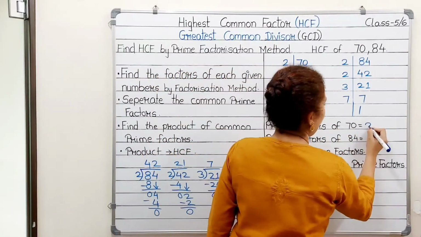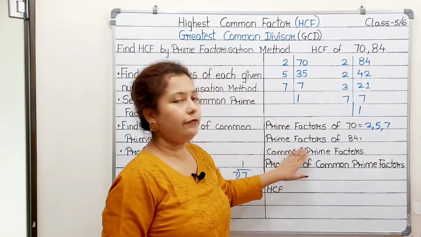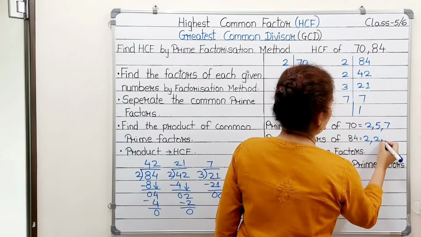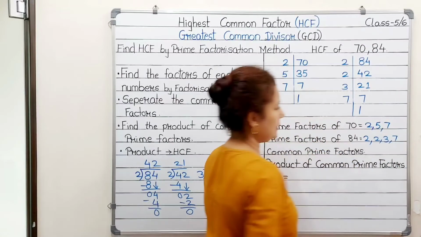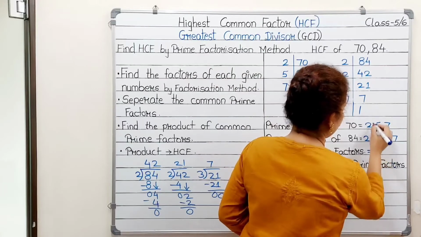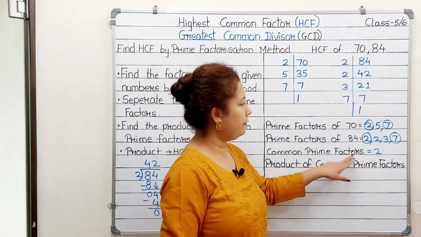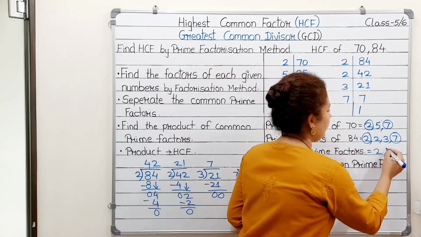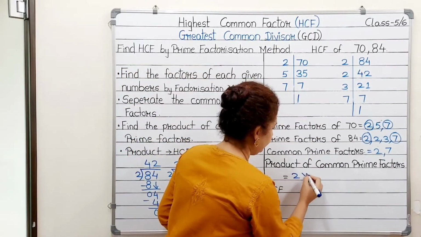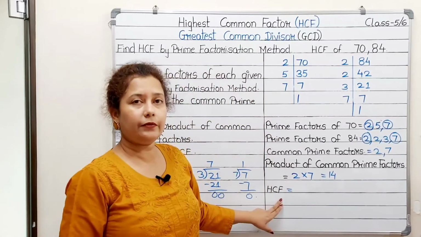Prime factors of 70 are 2, 5 and 7. Prime factors of 84 are 2, 3 and 7. Common prime factors are 2 and 7. So we will multiply 2 and 7. So the product we will get is 14.